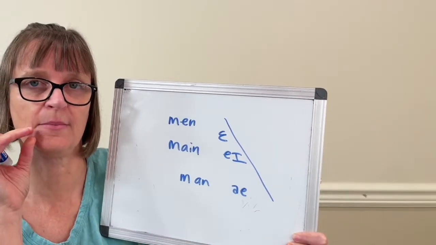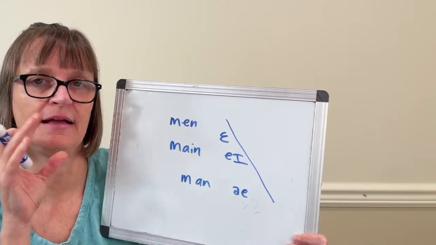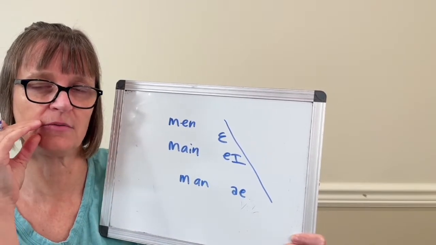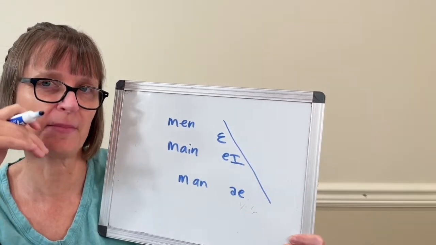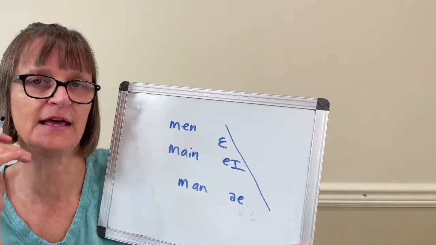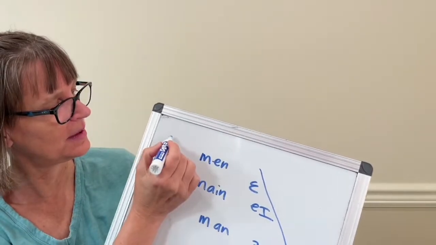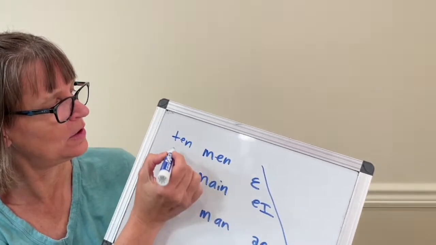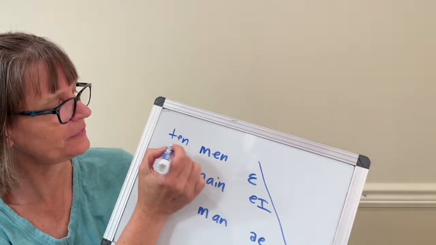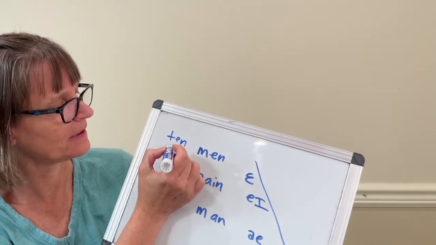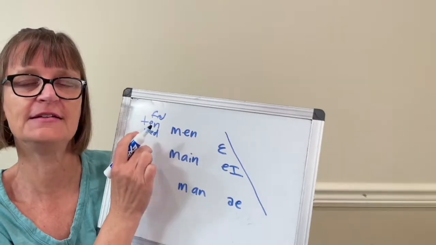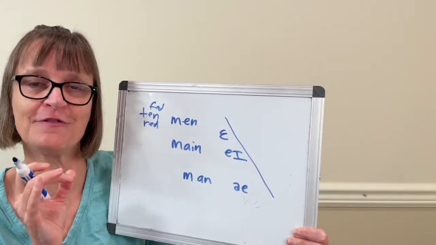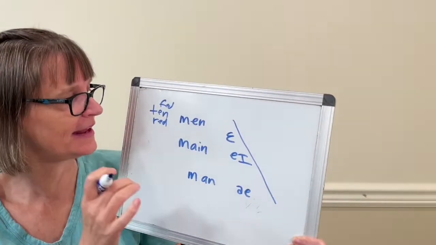So when I say "men," it's a lax vowel, and my tongue is fairly flat. My jaw's not very open. The back of my tongue might be a little bit lifted. Men. You can think about another word like "ten," or "read," or "fed." I fed the men, and match those two vowels. That should help you with that eh sound.